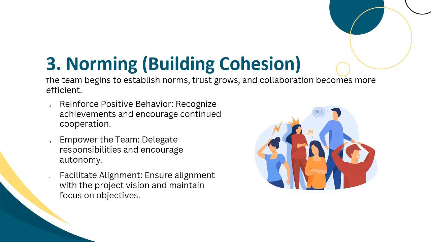Stage 3 is norming. As the team enters the norming stage, collaboration improves and trust is established. Leadership here is about fostering cohesion. Recognizing contributions and celebrating small successes go a long way in motivating the team. Leaders should also delegate responsibilities to empower their team members, reinforcing confidence and unity.